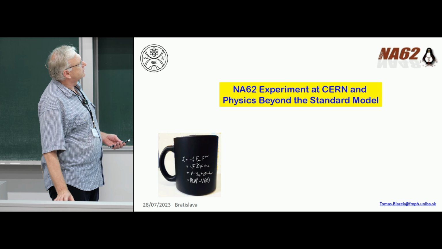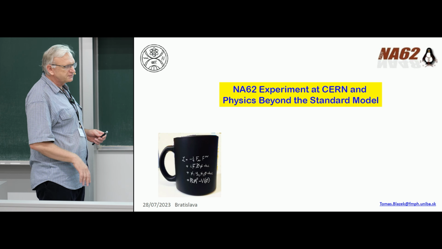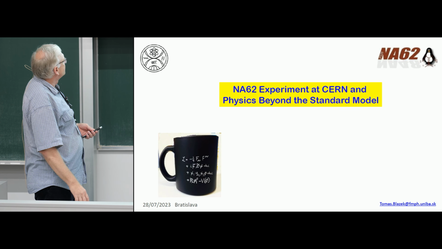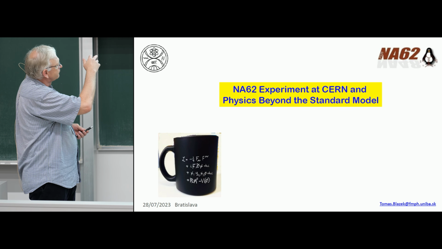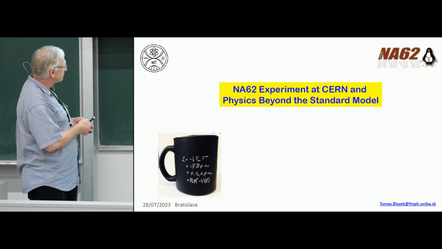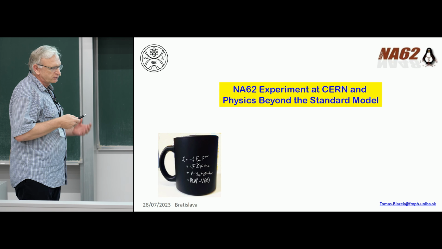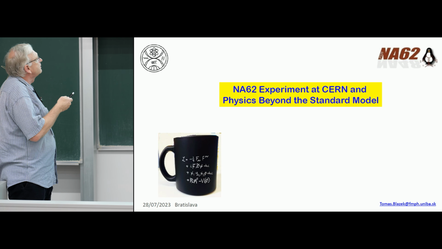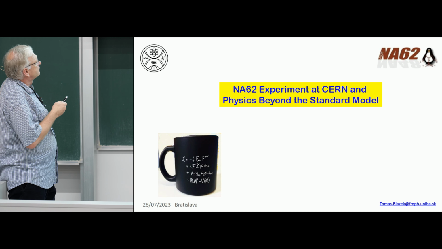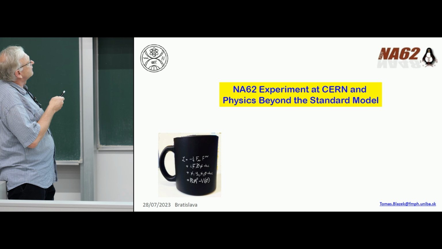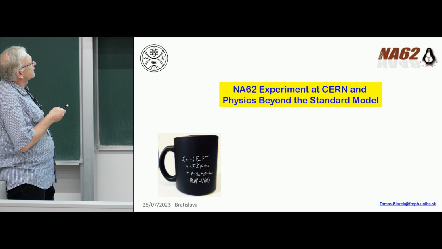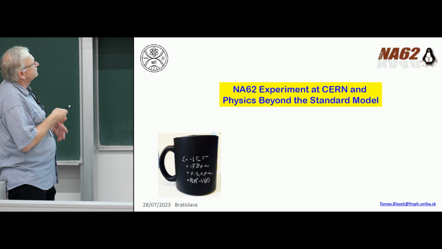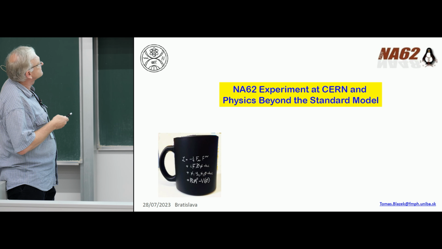Nevertheless, I start with some illustrative introduction. We know very well the Standard Model, which sometimes is on a t-shirt, sometimes the Lagrangian is on a cup or mug. And the question may arise: if it is such a nice, simple, and well-known form, why do we need beyond Standard Model physics?